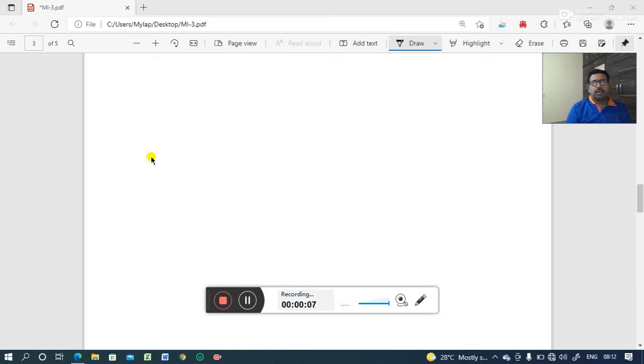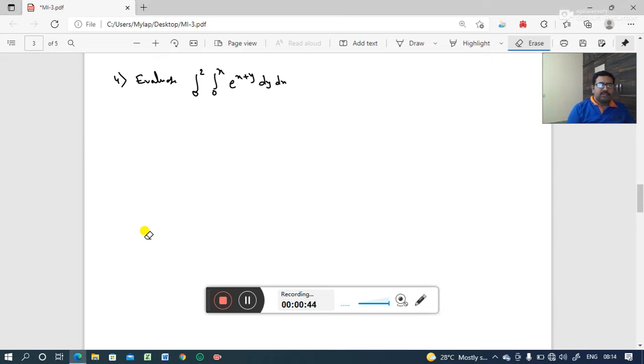In the previous video we started evaluation of double and triple integrals with direct limits. So I wish to solve one more problem on this. With respect to double integration, let me consider the fourth example. Evaluate the integral from 0 to 2, integral from 0 to x, e power x plus y dy dx. Let's see its solution.